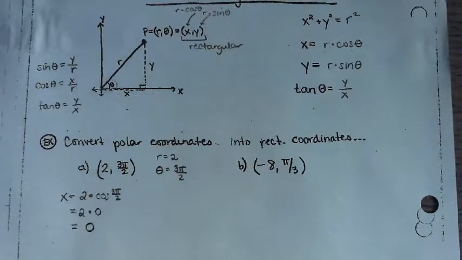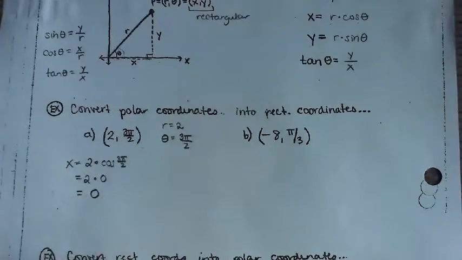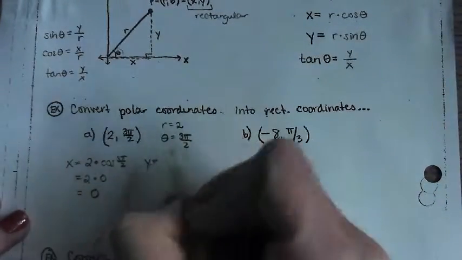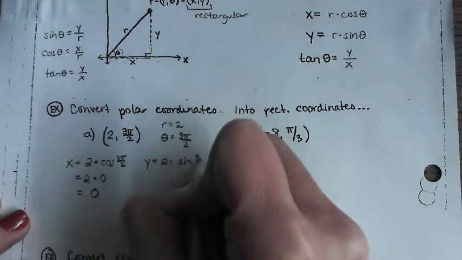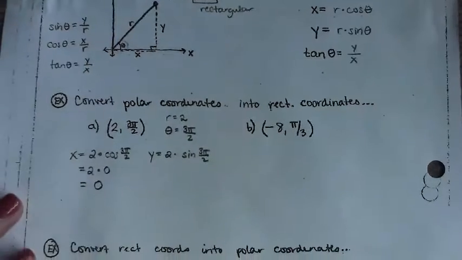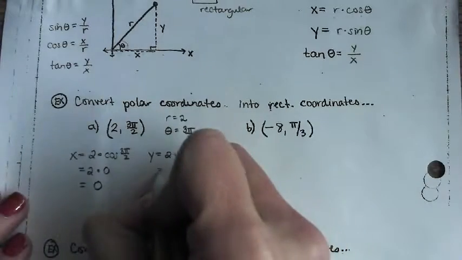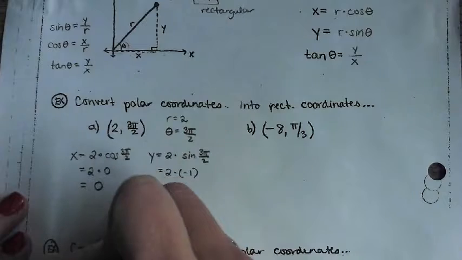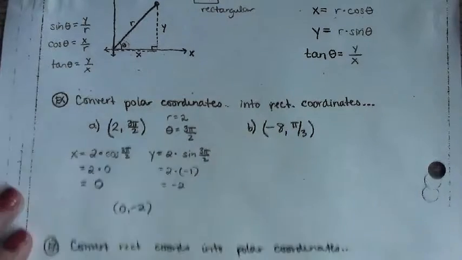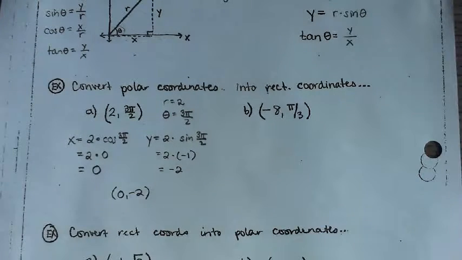So that's 0. And your y coordinate is your r value again, 2 times the sine of 3 pi over 2. And the sine of 3 pi over 2 is -1. And so the rectangular coordinates of this exact same location are 0, -2.